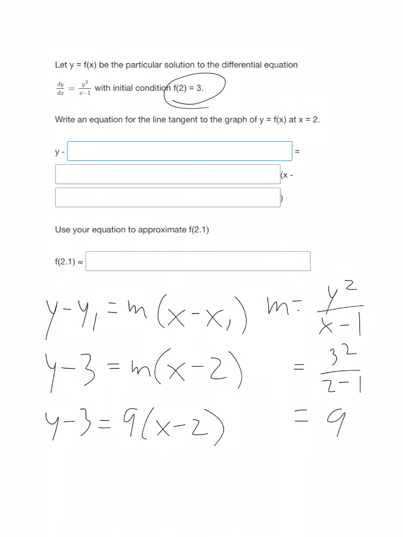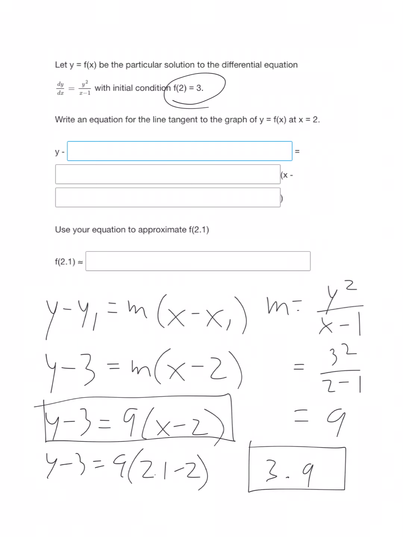Now we need to use this to approximate f of 2.1. So it's just plugging in 2.1. So we're going to say y minus 3 is equal to 9 times 2.1 minus 2. And if we work that all the way out, we're going to get 3.9. So that's my answer here. So this is my answer to the first chunk. This is my answer to the next chunk.